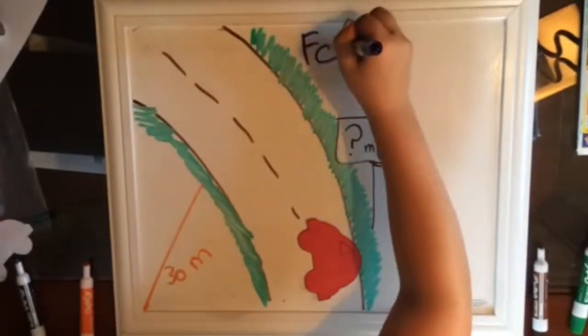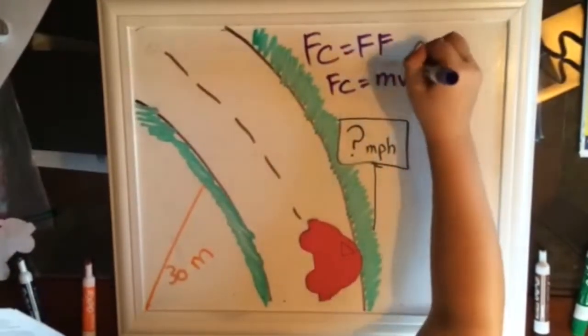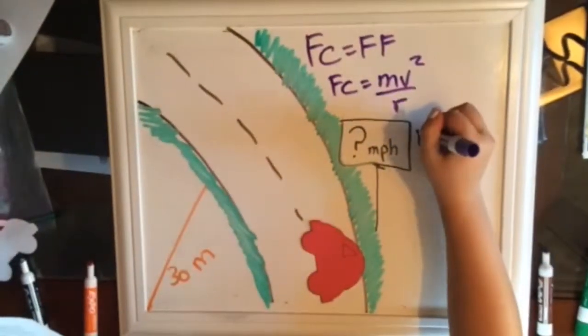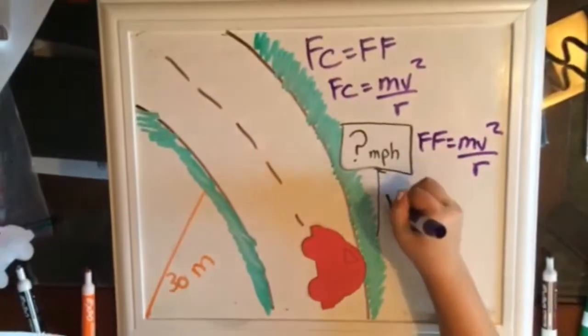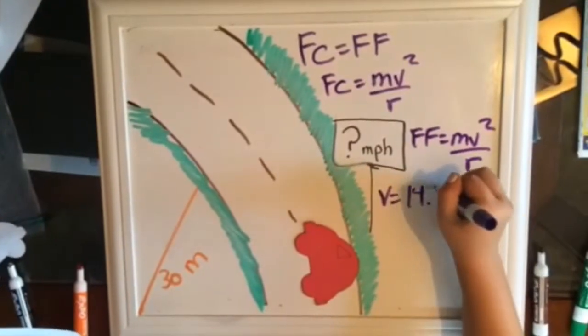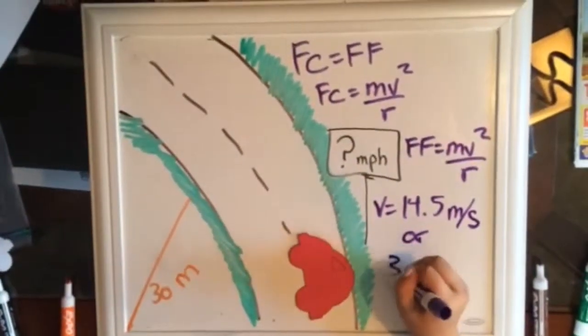To determine the safest speed to travel around the curve, we'll use the equation force of friction equals centripetal force. And if centripetal force equals mass times velocity squared divided by the radius, then force of friction equals mass times velocity squared divided by the radius.